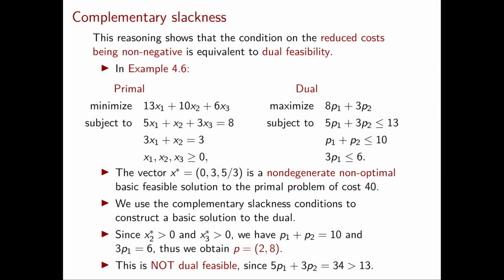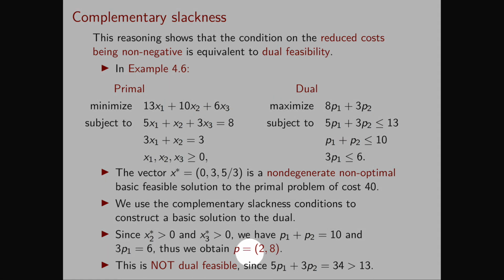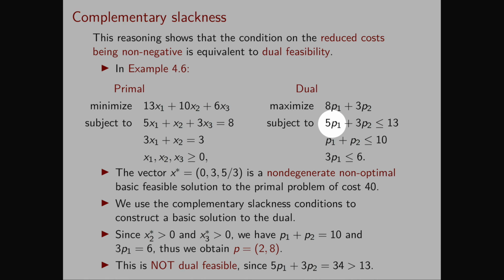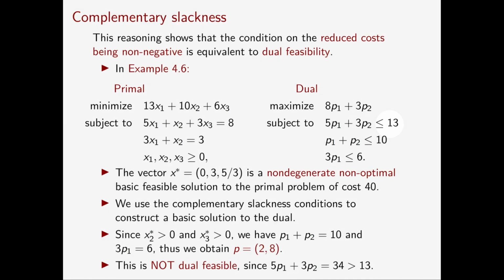Now you can easily check that this solution is not dual feasible. In fact, if you substitute in the first dual constraint, you obtain a left-hand side which is 34, which is strictly larger than 13. So as expected, starting from a basic feasible solution to the primal, whose reduced costs are not all non-negative, we obtain the basic solution for the dual, which is not feasible. And this concludes our discussion about complementary slackness.